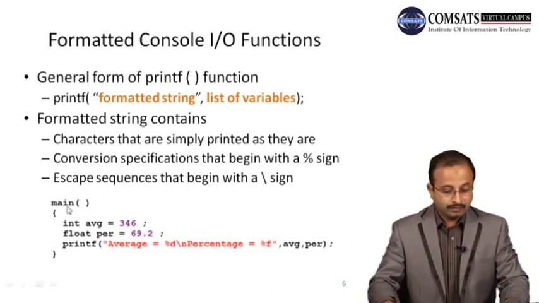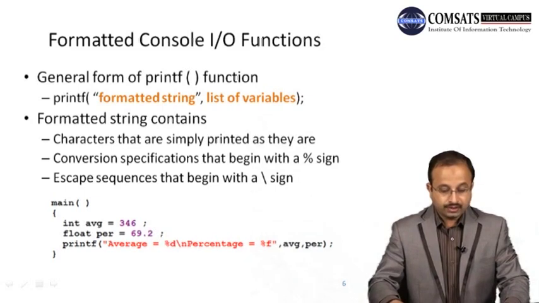So this is the program, a very simple program, in which we have an integer variable avg whose value is 346, and the floating point variable per, whose value is 69.9, and we are going to print a message: average is equal to 346, and in the new line, percentage is equal to 69.2. We are going to display these things.